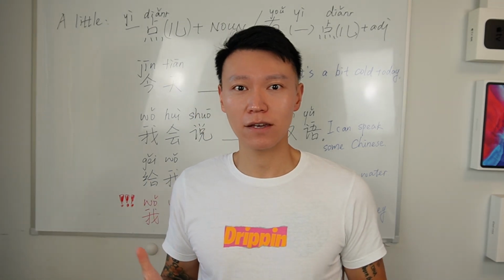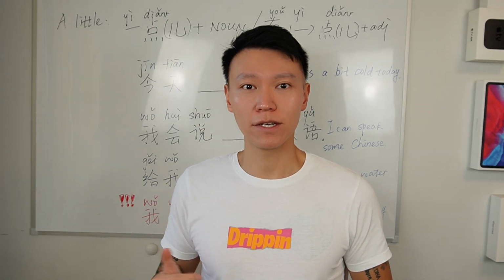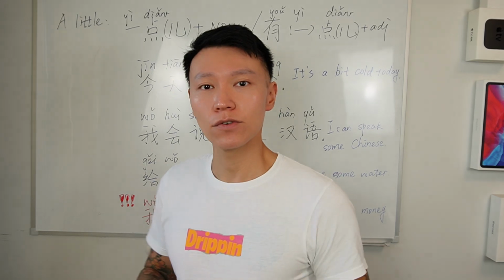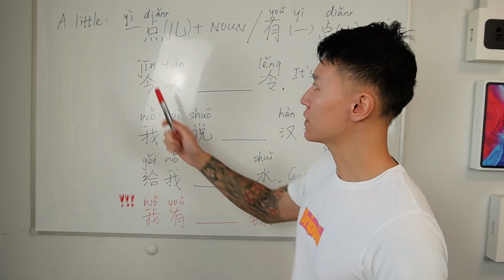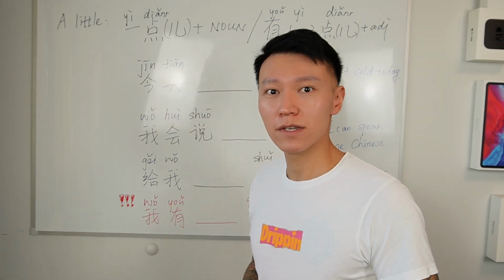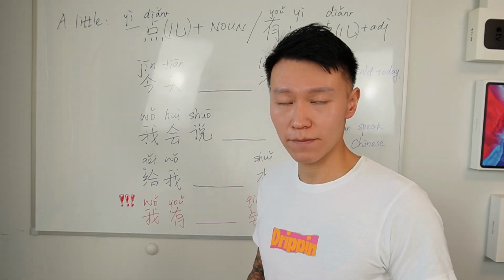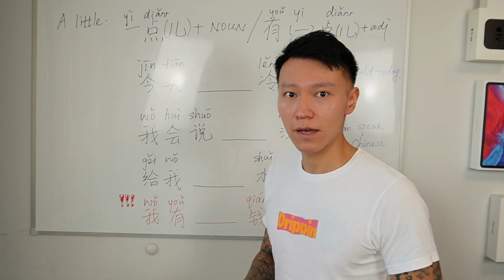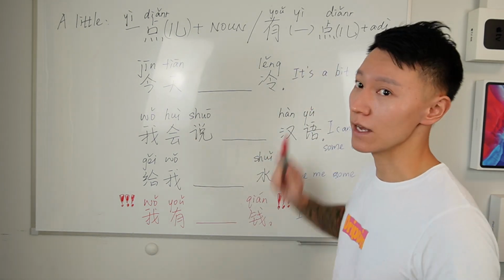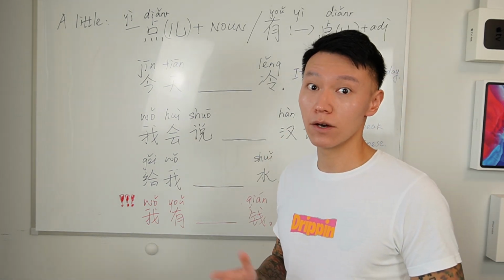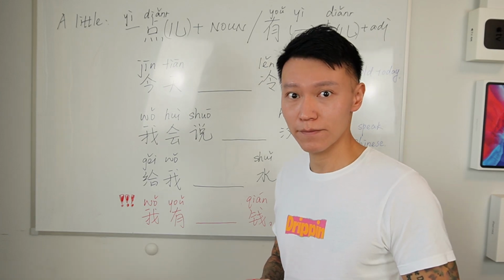In today's video, we're going to talk about how to say a little, some in Chinese. And there are two ways of saying that. The first one is 一点儿, 一点儿. The second one is 有一点儿, 有一点儿. And sometimes you don't have to say this 一 here. You can just say 有点儿, 有点儿.